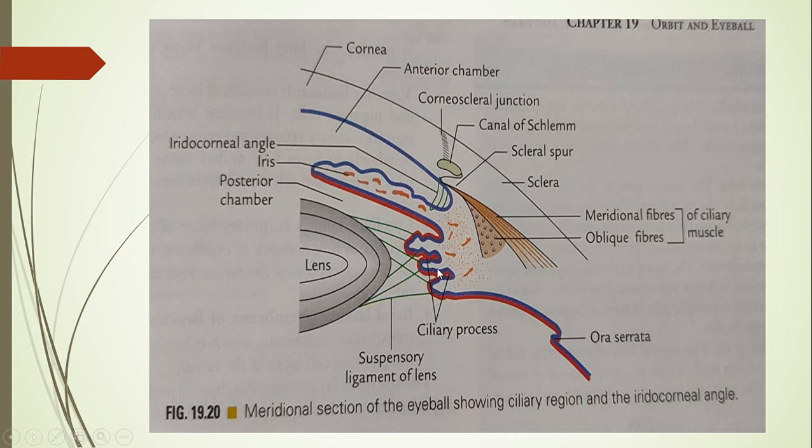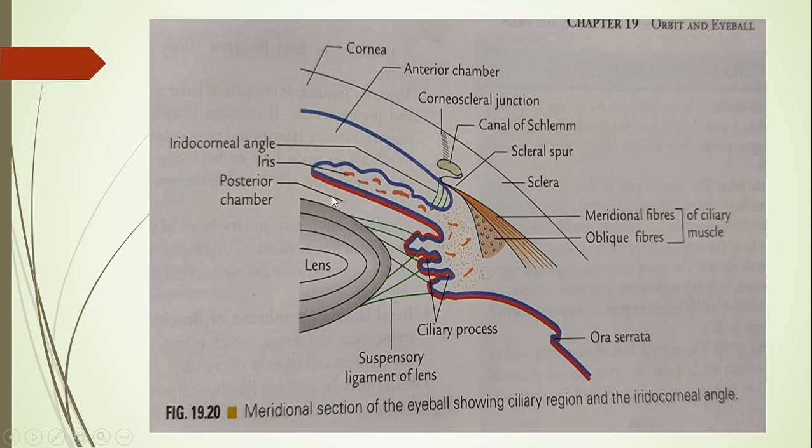So the ciliary processes are the projections. 60 to 90 inner foldings can be seen. These foldings connect the lens to the ciliary process by means of suspensory ligaments. They are formed of complex capillaries which secrete the aqueous humor.